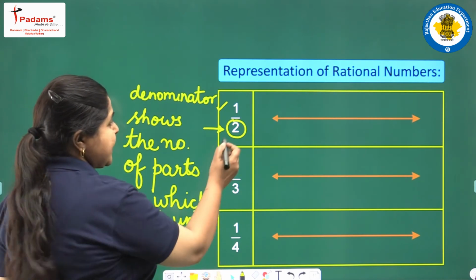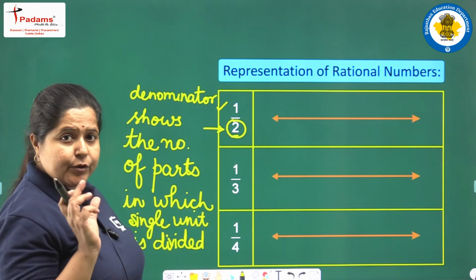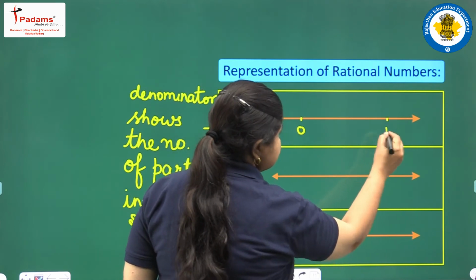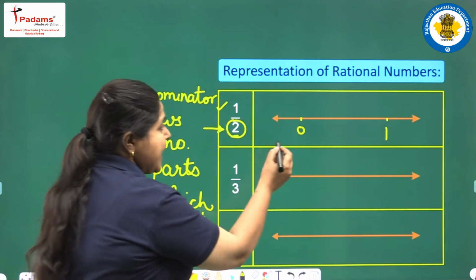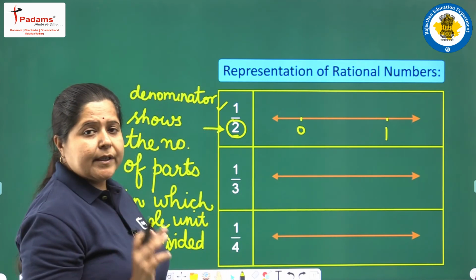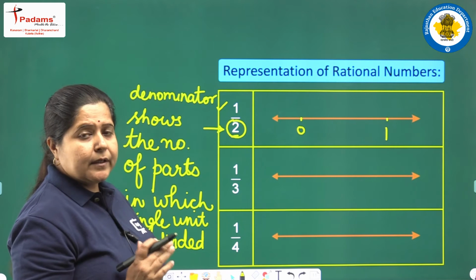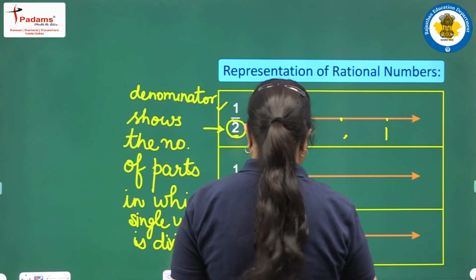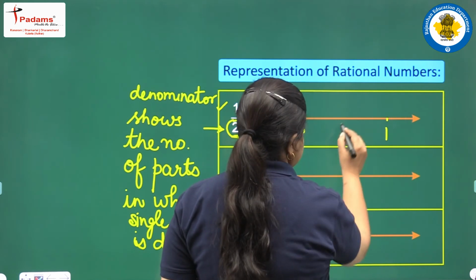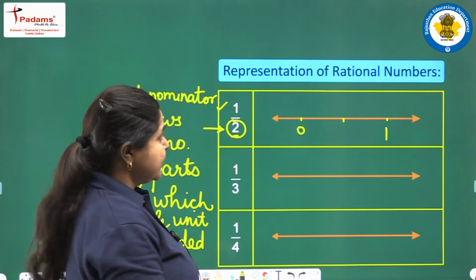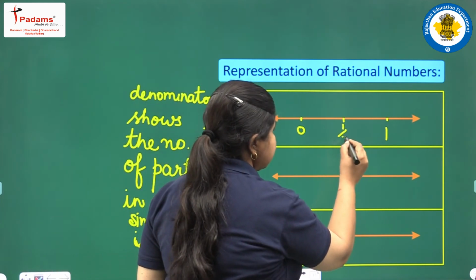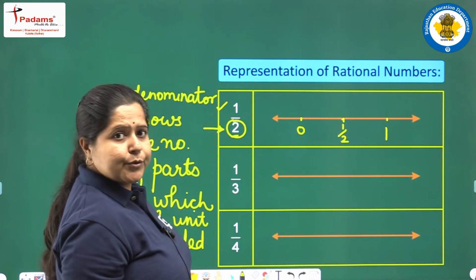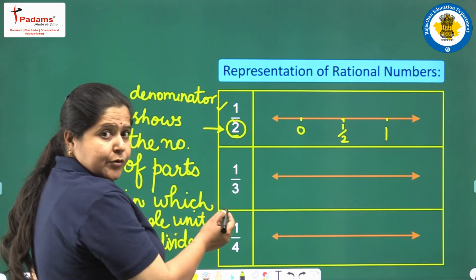We have to divide in this case into two equal parts. The division should be equal. Let us mark 0 here and 1 here. Now 2 means that this one unit should be divided into two equal parts. To divide it into two, we can mark one point just in the center. So this is the point 1/2.